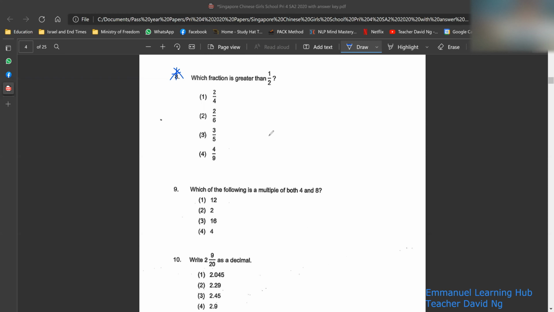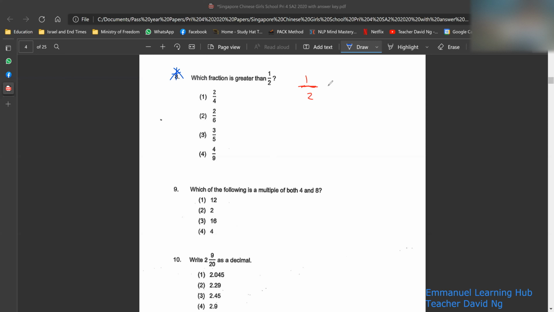Okay, which fraction is greater than half? Do you know what is half? Yeah. So half is? Half is quarter. No, half is not quarter. Then I don't know. You don't know. No. Can you see that the way they write half is 1 over 2. Yeah. This is how you write half, right? 1 over 2.